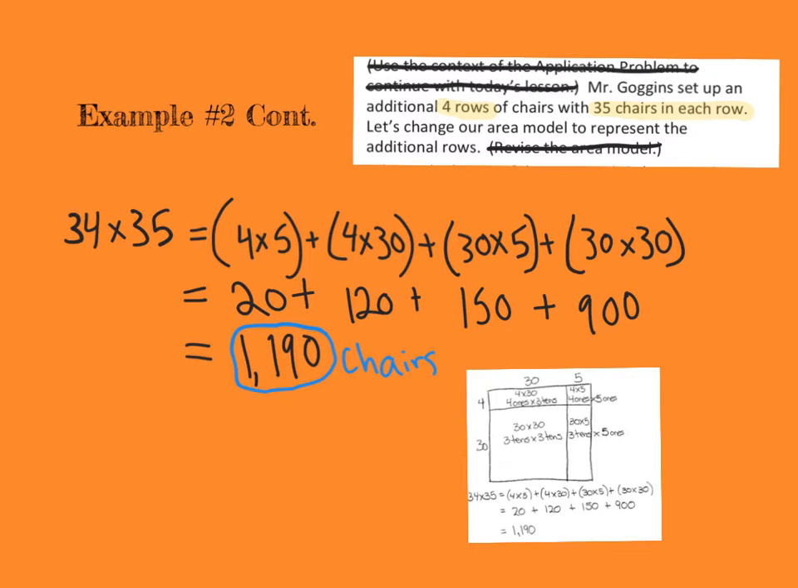So this time you take 34 times 35, and then we use the distributive property. So we write in parentheses 4 times 5, plus 4 times 30, plus 30 times 5, plus 30 times 30. And then you continue it even more to 20 plus 120 plus 150 plus 900. You add all those together, and then you get 1,190 chairs. Right here is an example from the module on how you would set up the problem.